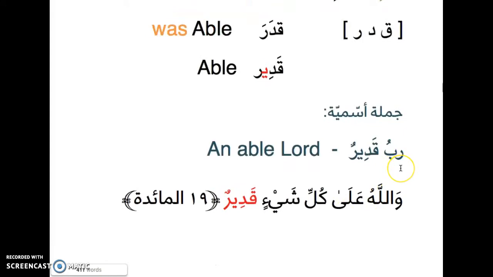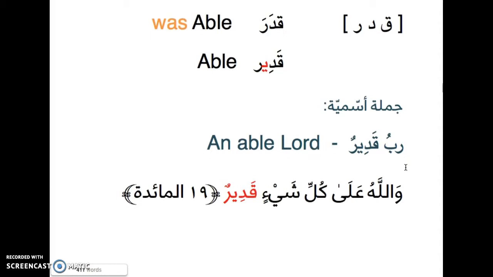And Rabb has many meanings. It means sustainer, the one that takes care of. Like in Arabic we say Rabbat al-manzil, meaning the lady that takes care of the house, like the head lady of the house in a sense, the one that manages the house. So it means sustainer, the Lord. Lord in English has a similar meaning to Rabb, so I feel like it's okay to use it. So an able Lord, Rabbun Qadir.